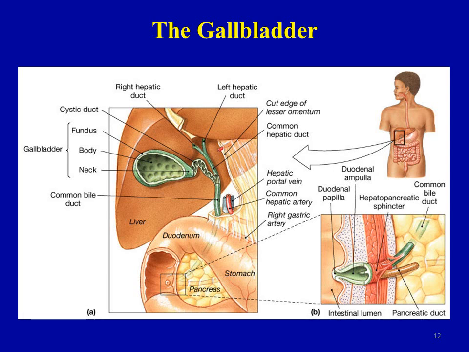Now let's talk about the gallbladder. The gallbladder is a membranous or muscular sac that is present underneath the liver. It has a duct that joins the common hepatic duct to form the common bile duct that will empty the secretion into the duodenum through the ampulla of Vater.